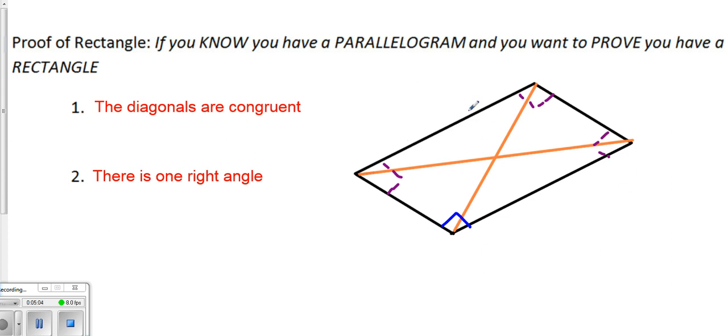So you don't have to show every single one. Once you can just show one of them is a right angle, then all of them have to be a right angle, as long as it was a parallelogram that you started with. Okay, so these are the two ways to show for sure that your figure that was a parallelogram, we can now say, yes, if these things are true, it's also a rectangle.